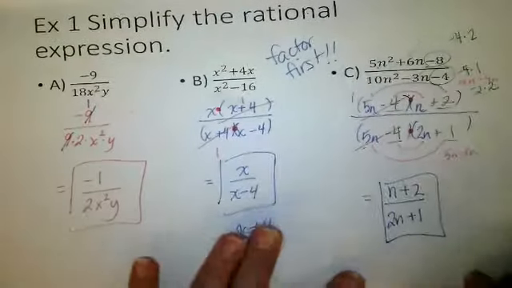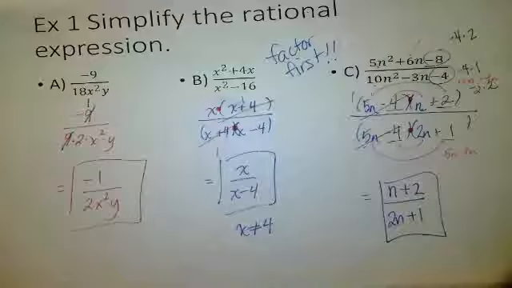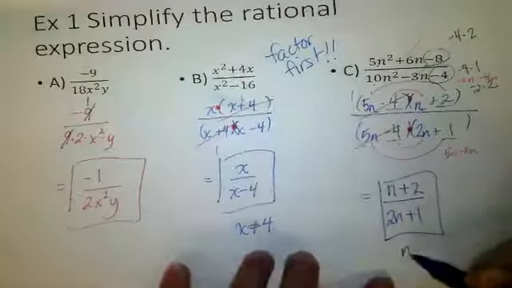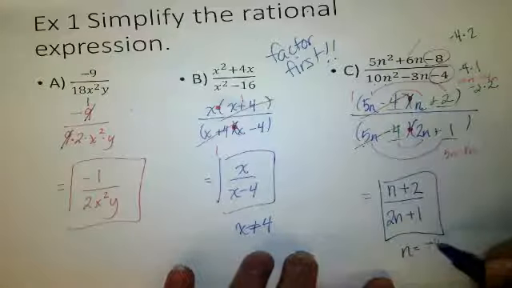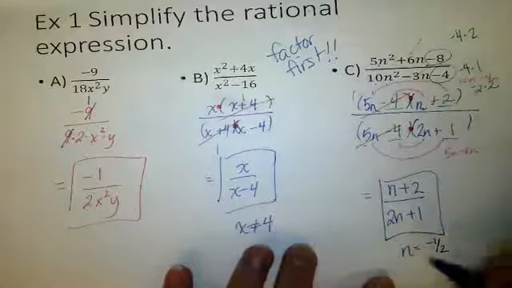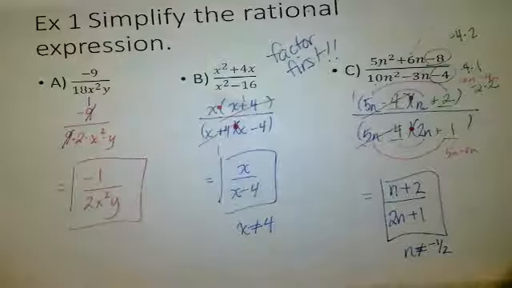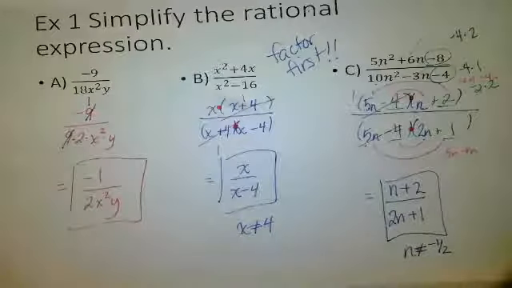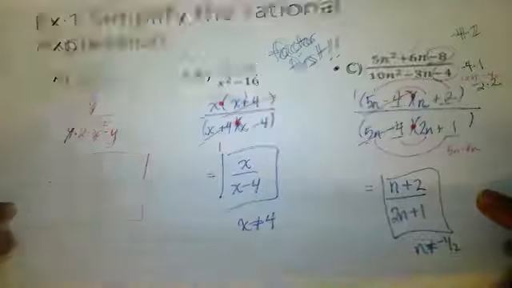Hey, tricky question. What is n not allowed to be? One half or negative 1 half? Negative 1 half. Very good. N cannot equal negative 1 half. You see that? What happens when you plug in negative 1 half? 0 in the denominator. Undefined. Okay. Very good. All right.